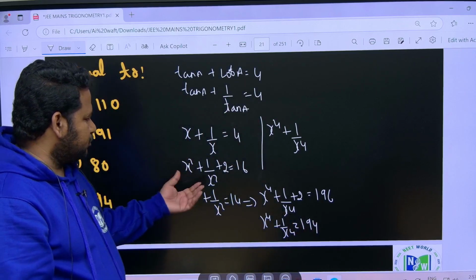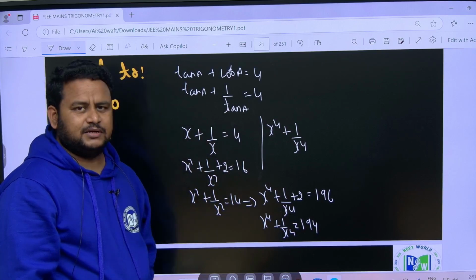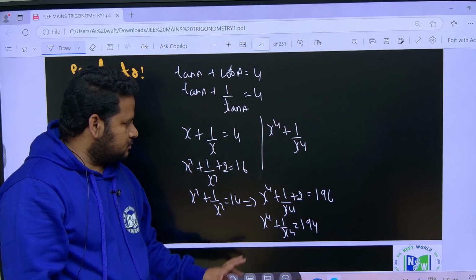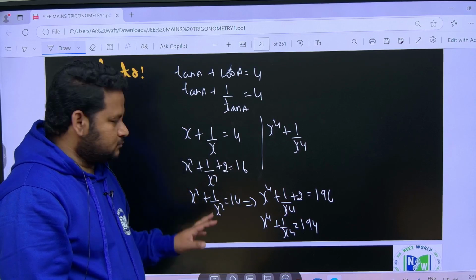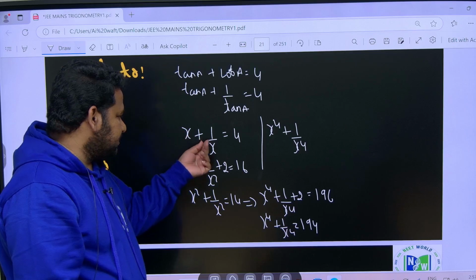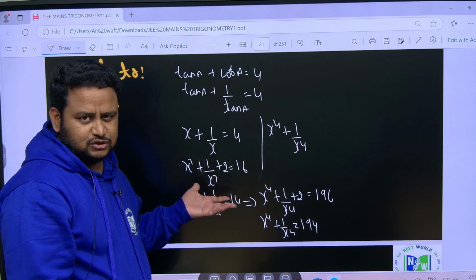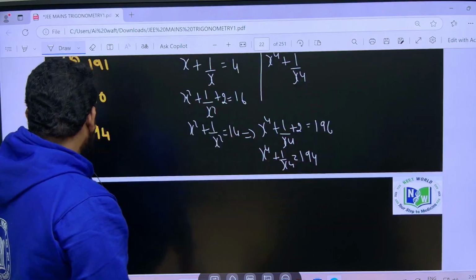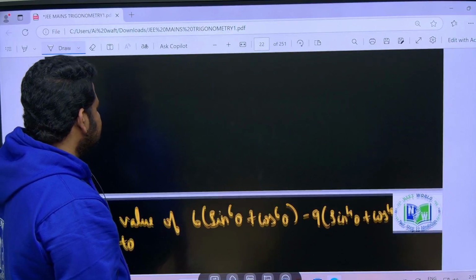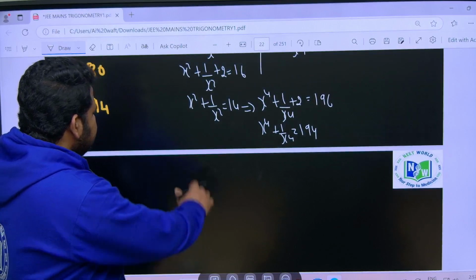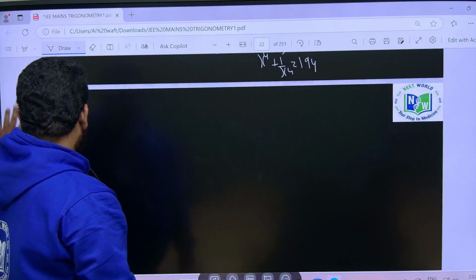If you know this relation, even if they give x to the power of any number, you will be able to solve. So you should know. Even if they give x minus 1 by x, you will be in a position to solve this. But if they give x minus 1 by x, you have to add here, because here it will be minus 2, that side it will become plus 2.